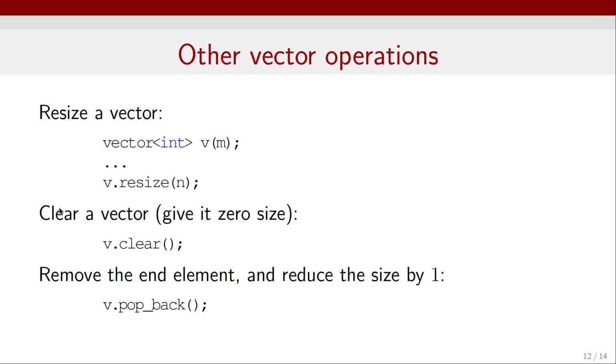If I want to clear a vector, clear all its values and give it 0 size, then I can use v.clear. So apply the clear function onto the vector v. And if I want to remove the last element of the vector and reduce the size of the vector by 1, then I can say v.popback, and that will essentially drop the last element of the vector.